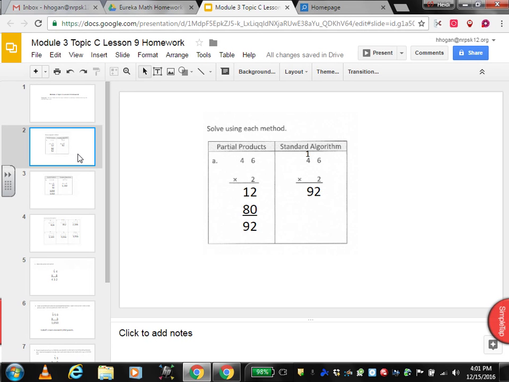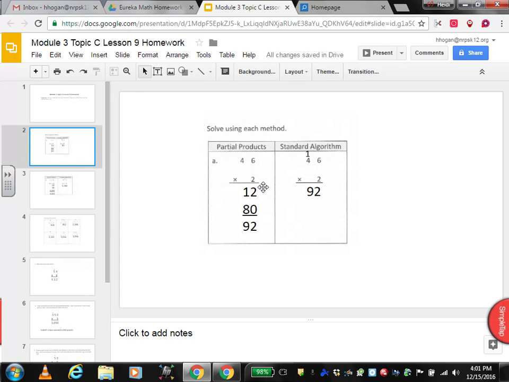So the first 2 questions are asking you to do partial products and the standard algorithm next to each other. The partial products should be pretty easy for you to do at this point. And it's always a way for you to check your standard algorithm to make sure that it is correct, because no matter what method you're using, the answers or the products should be the same.